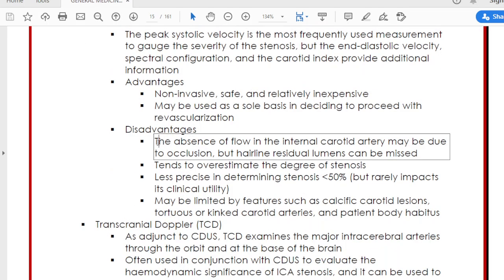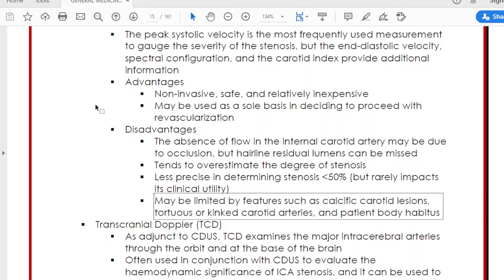Disadvantages. The absence of flow in the internal carotid artery may be due to occlusion, but hairline residual lumens can be missed. Tends to overestimate the degree of stenosis. Less precise in determining stenosis of less than 50%, but rarely impacts its clinical utility. May be limited by features such as calcific carotid lesions, tortuous or kinked carotid arteries, and patient body habitus.